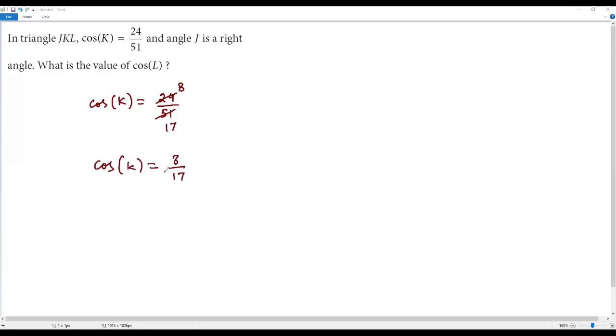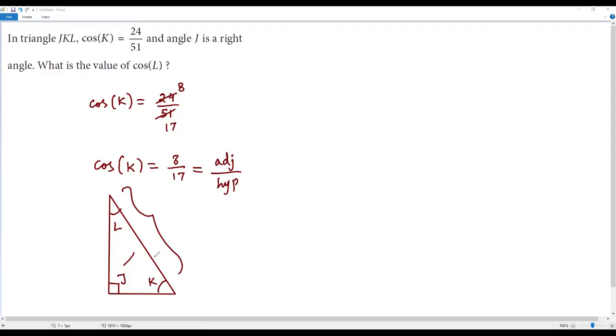Okay, now let me draw a right triangle JKL. Here I have drawn a right triangle, and since the question says J is a right angle, we can mark the right angle at J, and let me mark this interior angle as K and this interior angle as L. Okay, so here we have cosine K equals 8 over 17. According to SOH CAH TOA, the formula to find the value of the trigonometric function cosine is adjacent over hypotenuse. So here for the adjacent side we have 8 and for the hypotenuse we have 17. Always the side which is opposite to the right angle is the hypotenuse. So the length of the hypotenuse here is 17.